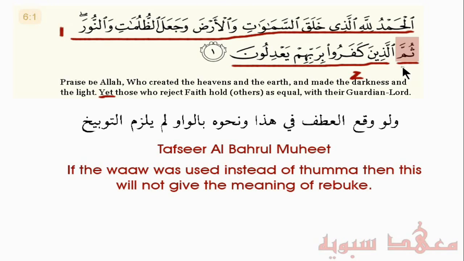So Allah subhanahu wa ta'ala in this verse is condemning those who disbelieve and those who set up partners with Allah subhanahu wa ta'ala. It's highlighting the great distance between the praise of Allah subhanahu wa ta'ala, the one who created the heavens and the earth and created darkness and light, and he has no partners in doing this. Yet, and I'm using this translation here, yet those who reject faith, الَّذِينَ كَفَرُوا بِرَبِّهِمْ يَعْدِلُونَ, or they hold others as equal with their Rabb, with their guardian Lord.